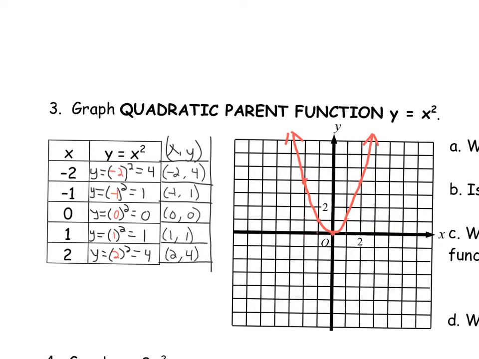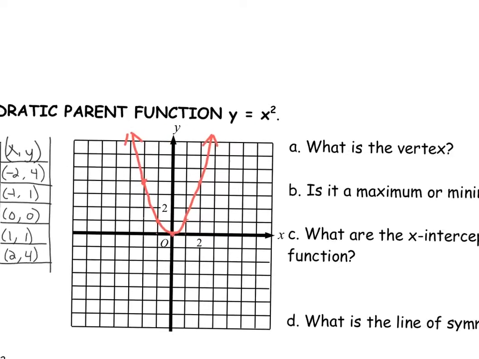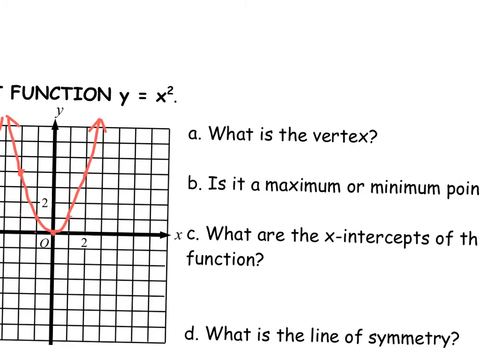All right, you ready? Now we're at the last page. We're at the last page. We are labeling. Okay, what is the vertex? 0, 0. Very good, Noah. 0, 0. Is this a maximum or a minimum? Minimum. Minimum, meaning it cannot go any lower. Okay, lowest. What are the x-intercepts? 0, 0.